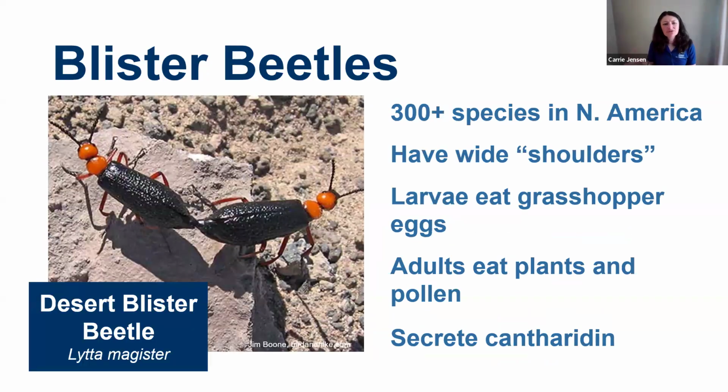Another beetle to look for, especially if you're in the desert or southern areas of Nevada and Utah, is blister beetles. There are over 300 species in North America, and they have wide shoulders to look for. Their larvae eat grasshopper eggs, which is really awesome, but as adults, they eat pollen. We'll talk about food sources later. They also secrete a chemical that can be an irritant, which is why they're called blister beetles. But as long as you're not touching or bothering them, you won't get that chemical on you, and they can go about their business. Once they lay their eggs and larvae come out, they can help control your grasshoppers.